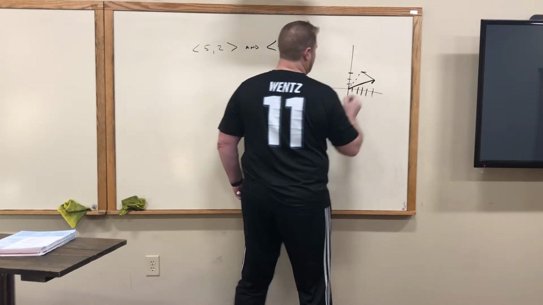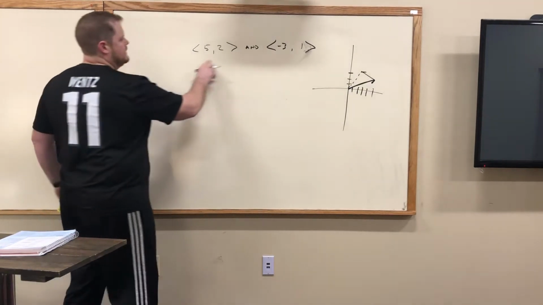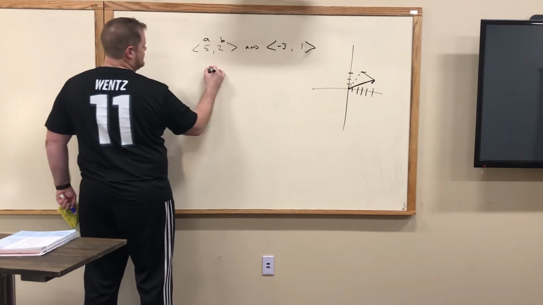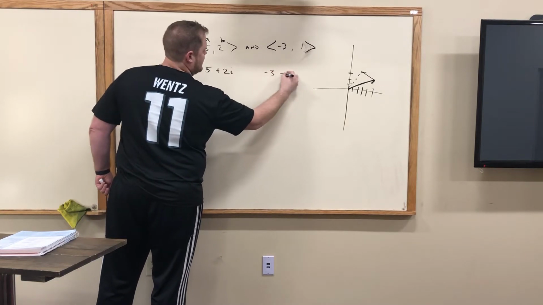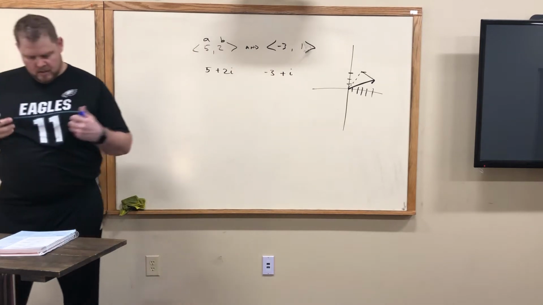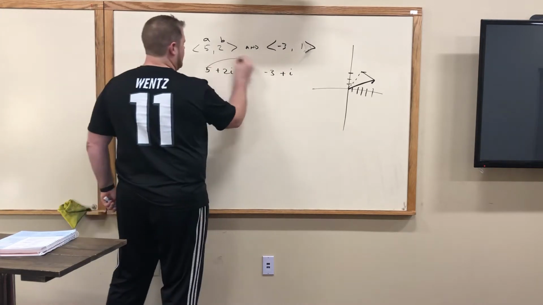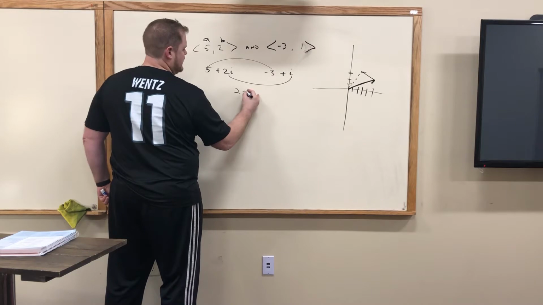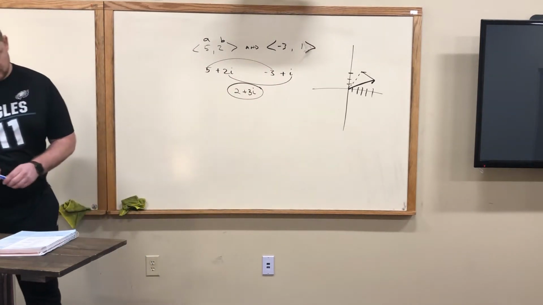What you're looking for is what those two vectors add up to be. Another way to word this: this is your A, this is your B. If I write this as a complex number, it would be 5 plus 2i, and this would be -3 plus 1i. Everybody follow that? If I were to combine these two, 5 minus 3 is going to give me 2, and 2 plus 1 is plus 3i.